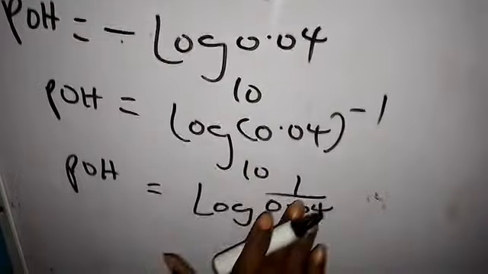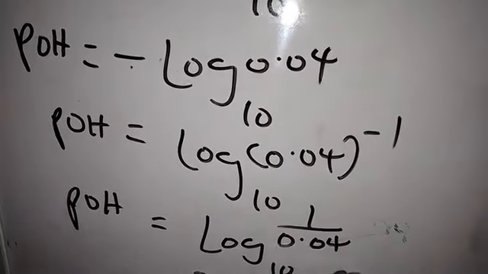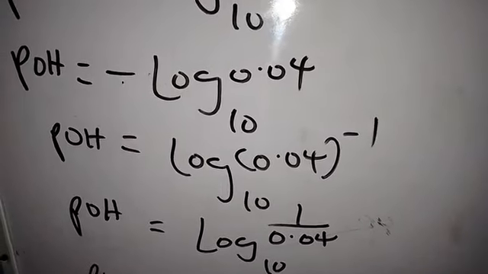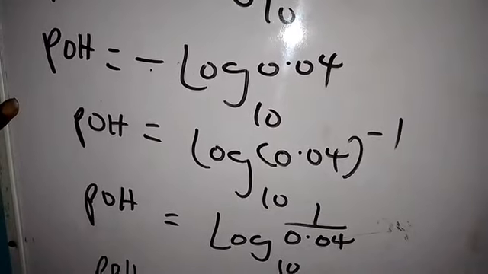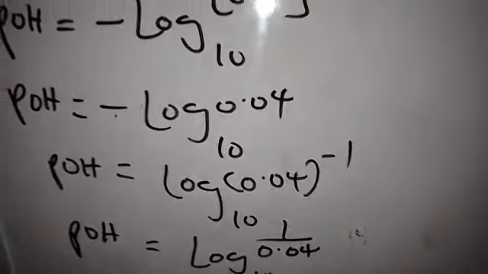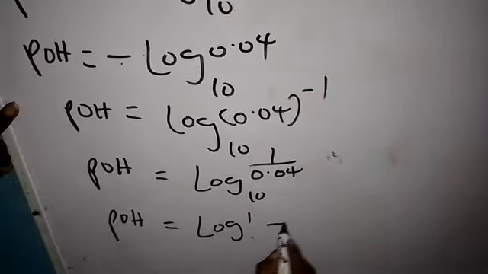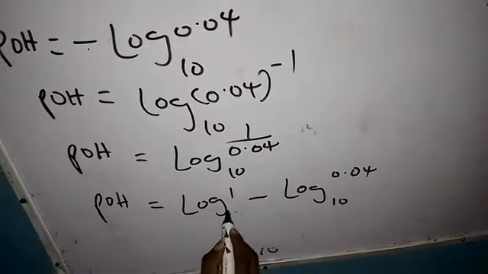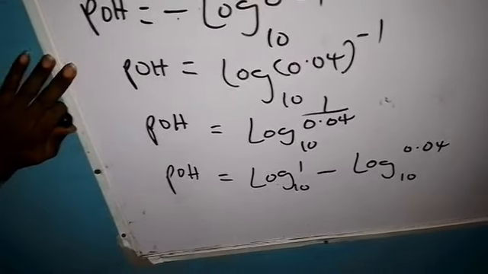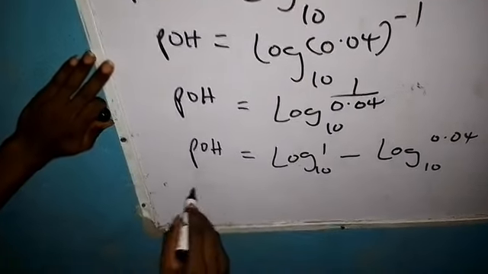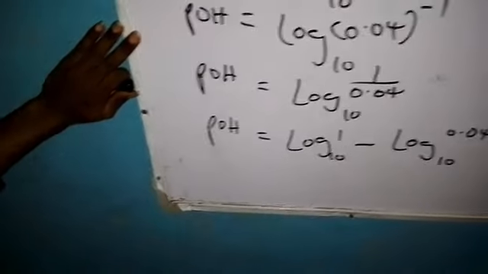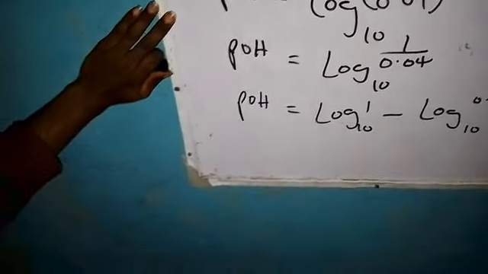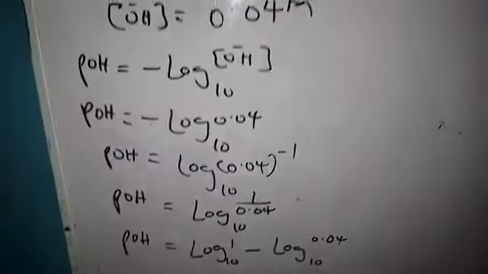To base 10. Now, according to the laws of logarithm, division can be interchanged to multiplication. It means our pOH is equal to log 1 minus log 0.04, everything to base 10. You don't need to check the calculator. These are standard values you need to know in order to be successful under this topic.